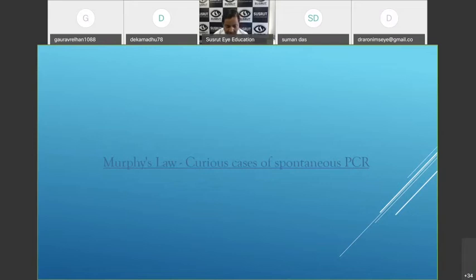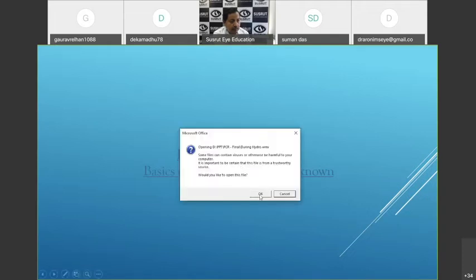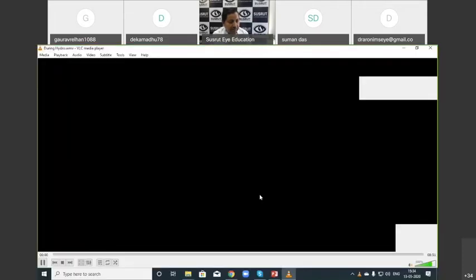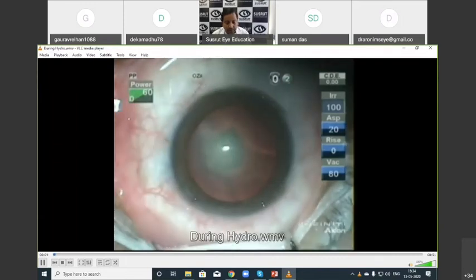So it's self-explanatory. It means that equilibrium, both from the front side and the back side of the capsule, if it is affected, can cause posterior capsular rupture. So if time permits, I'll go for one or two more cases. This is a PPC.